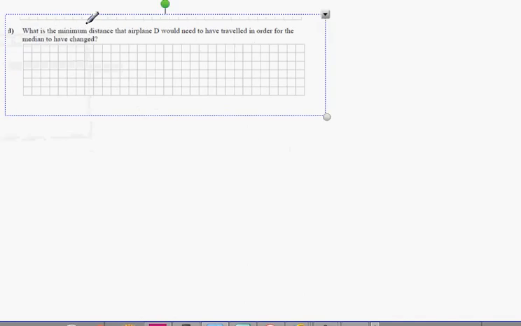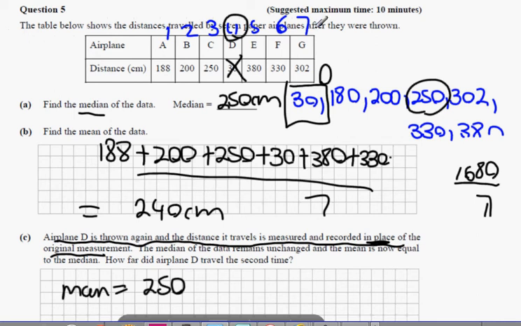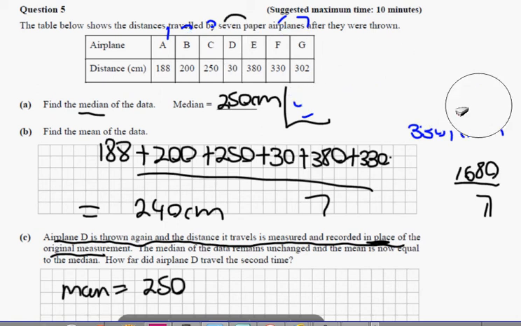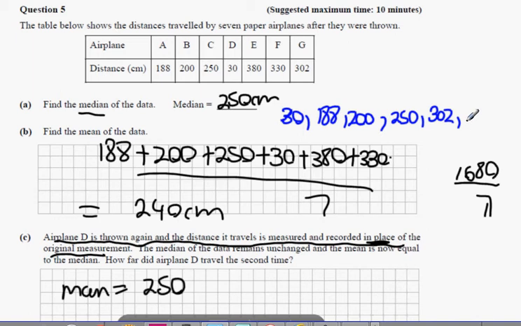What is the minimum distance the aeroplane needed to travel in order for the median to have changed? Can anybody tell me? So, lads, if we get our initial table here, I'm just going to bring back up our initial table. If we rank them in order, X was 30, 188, 200, 250, 302, 330 and 380. The median is currently 250.